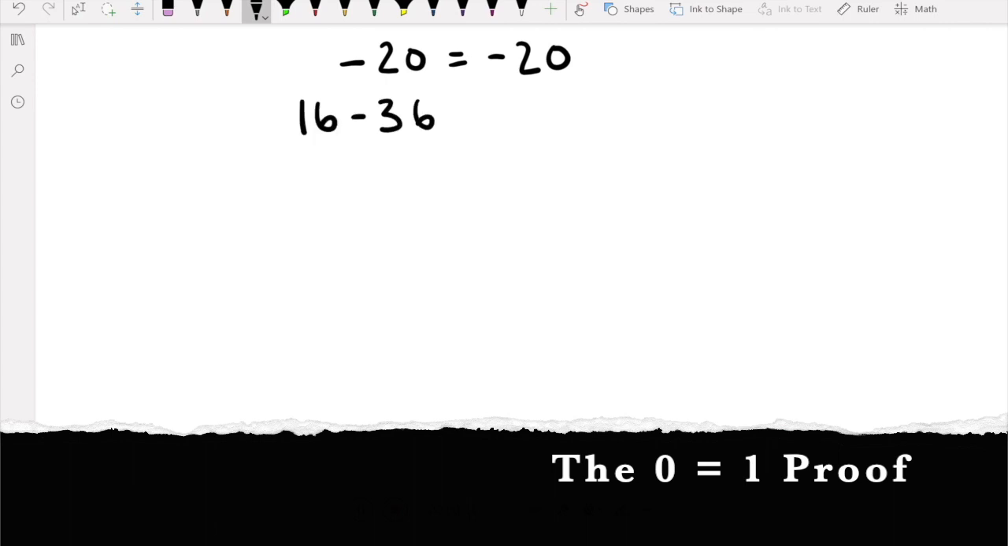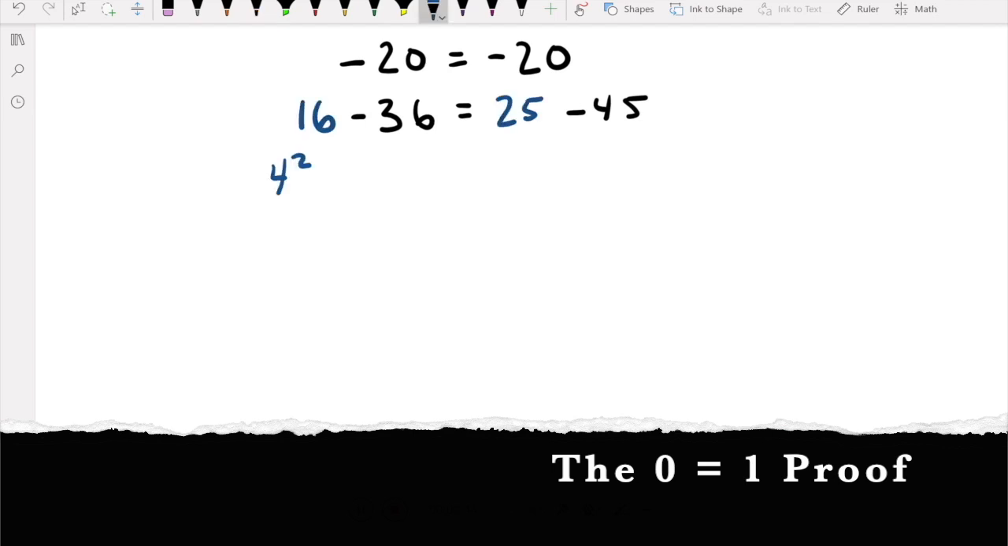So on the left here, we're going to do 16 minus 36, which equals negative 20. And then on the right here, we are going to do 25 minus 45, which also equals negative 20. So right now, it's still negative 20 equals negative 20. Now we're going to split it up even further.